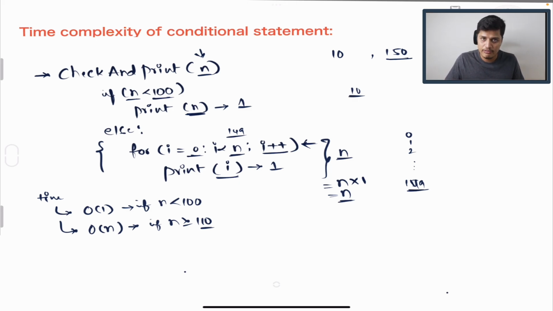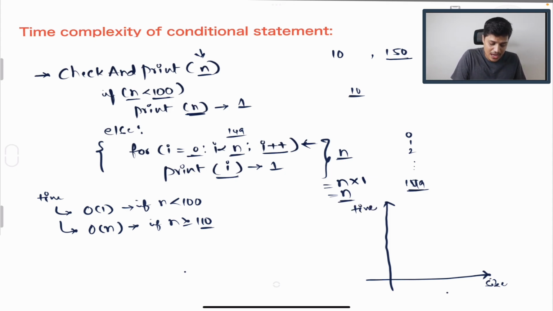If we want to draw this in graphical form, on the x-axis we will have the size, which is the value of n here, and on the y-axis we will take the time. If the value of n is less than 100, then the amount of time taken will be only 1. As a result, the graph will look something like this. On the y-axis 0, 1, 2, 3, 4 will be there, and on the x-axis also 1, 2, 3, 4, 5 everything will be there.